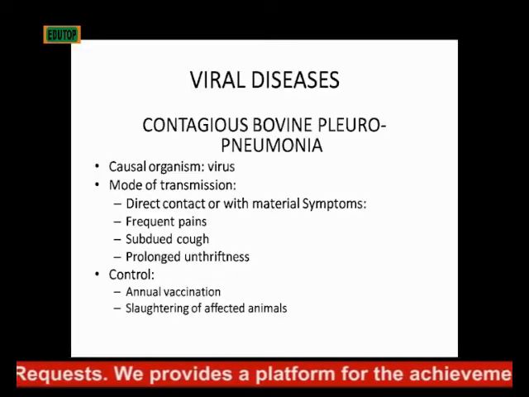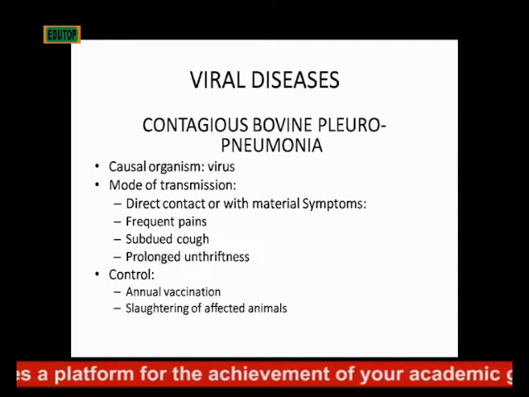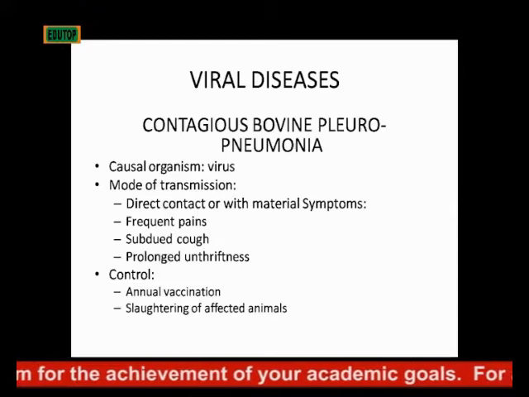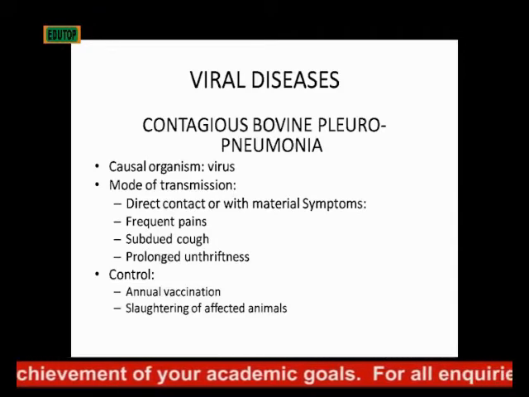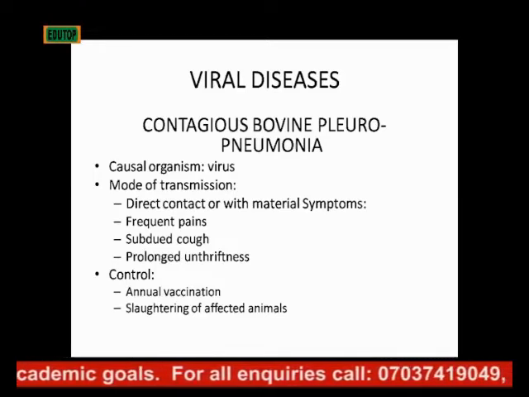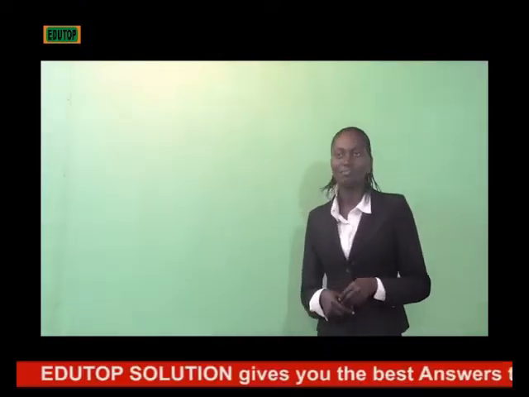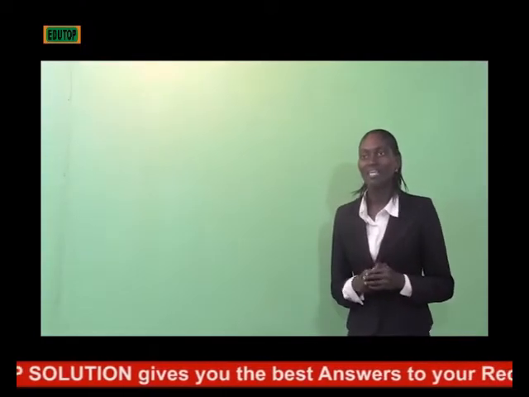The next viral disease is contagious bovine pneumonia. It is also caused by a virus, and the modes of transmission include direct contact with contaminated material, direct contact with the animal or with contaminated material. So once a healthy animal gets in direct contact with the infected animal or with the materials from the infected animal, the animal will get infected.